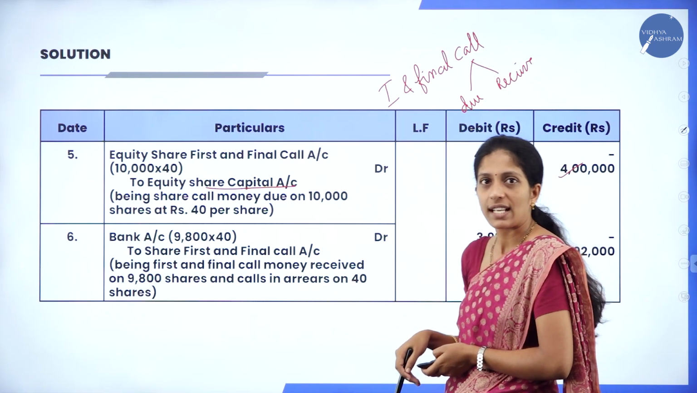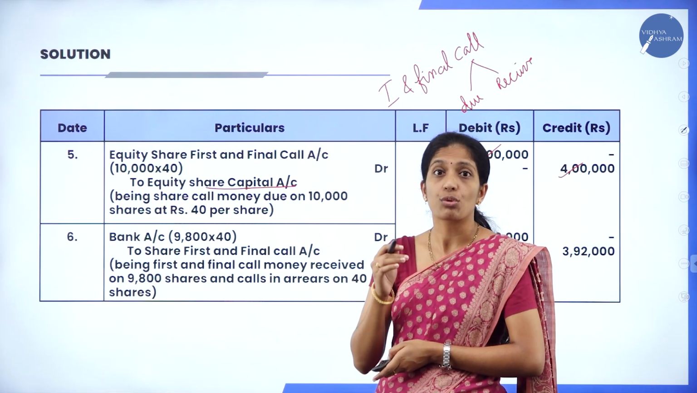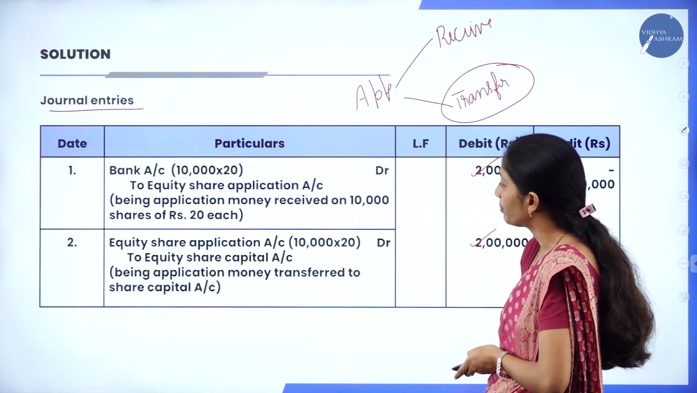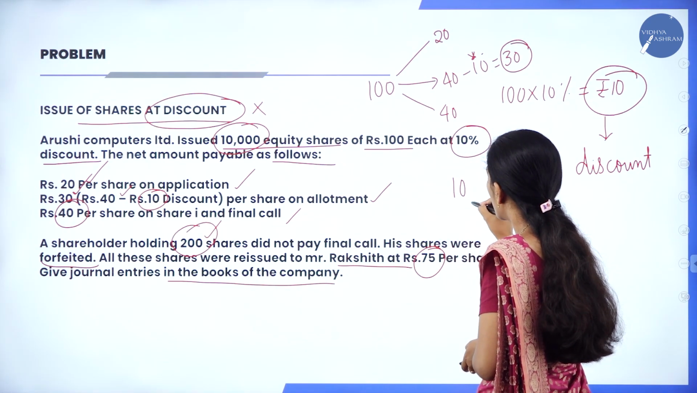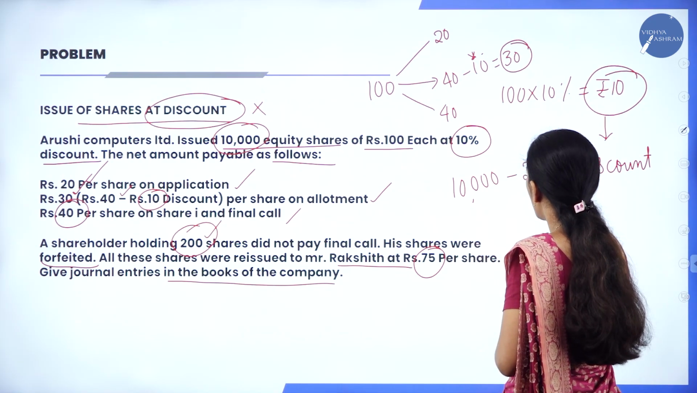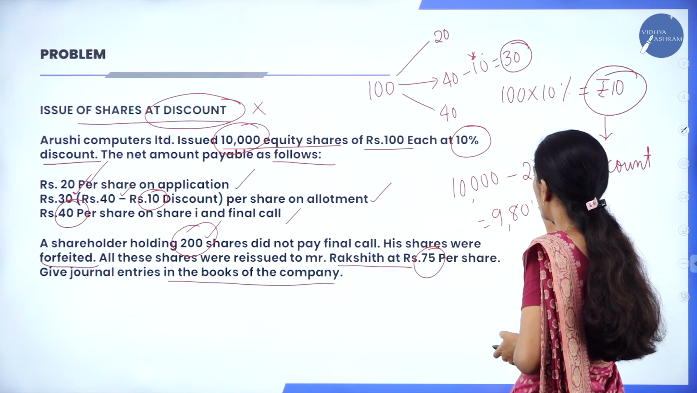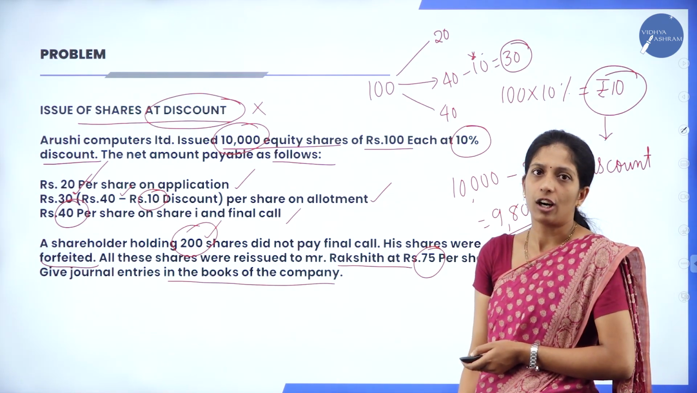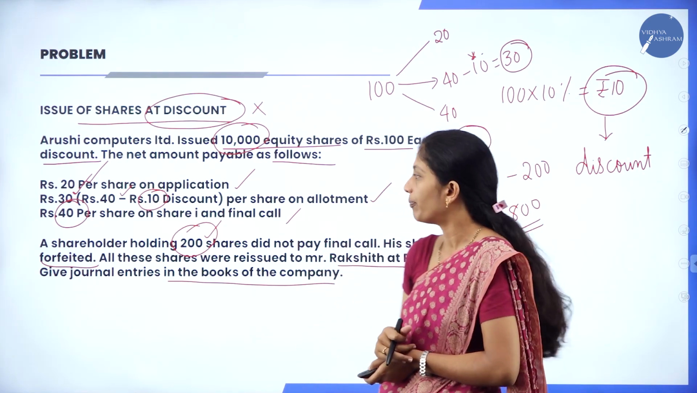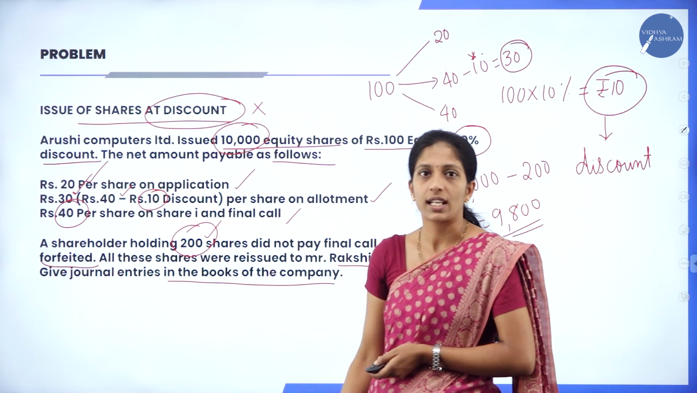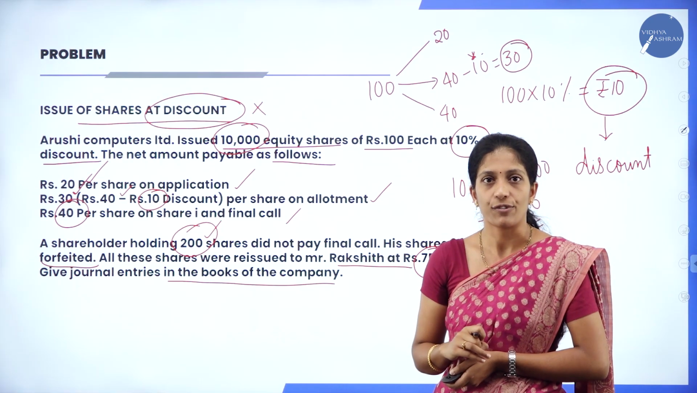Now, whether all the shareholders have given the first and final call money? No. So there are certain shareholders, that is 200 shareholders. Now go through your question. So 200 shareholders have failed to pay the money. So the total number of shares was 10,000, out of which 200 shareholders have not paid the money. In the sense, 9,800 shareholders have paid the first and final call money. So you have to take only 9,800, not 10,000. So 9,800 into 40 will be the actual amount which has been received from the shareholders on first and final call.